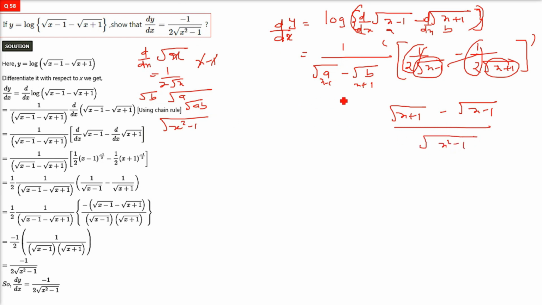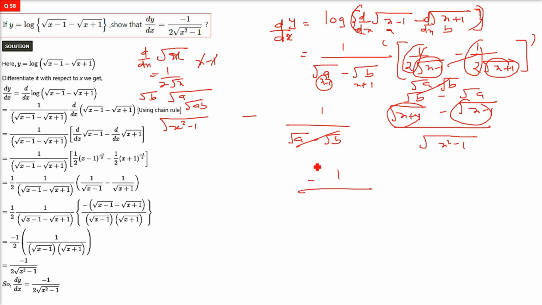And then we have this 1 by under root. This is under root a minus under root b. What is a? x minus 1, so this is under root a. This is under root b minus under root a. So if I take a negative common from here, then it will be under root a minus under root b. That is under root x minus 1 minus under root x plus 1, so you can just cancel it out. Negative I took outside. There was already a 2 in the denominator and under root x square minus 1 was already there. This is your final answer.